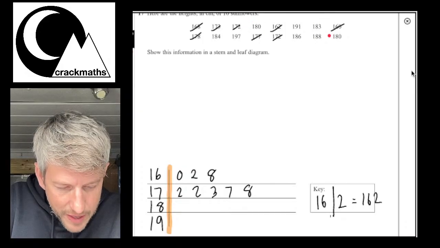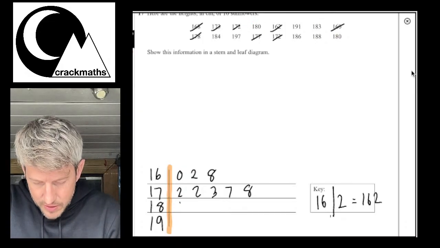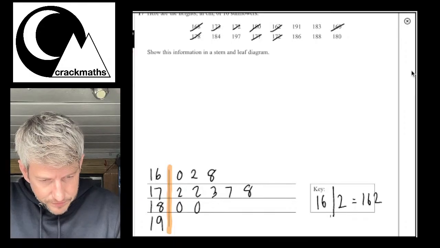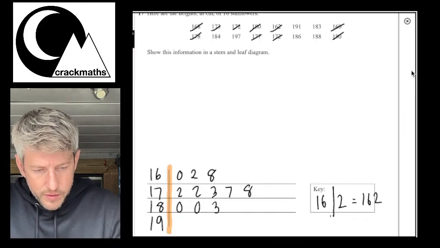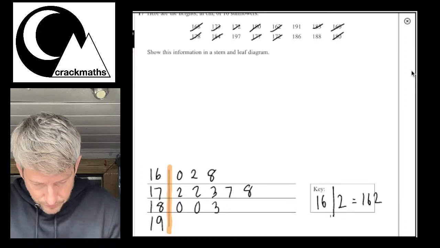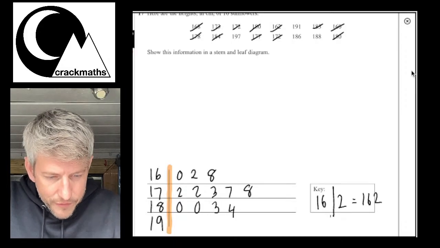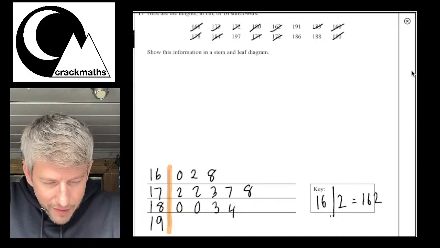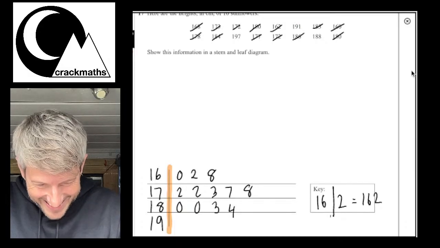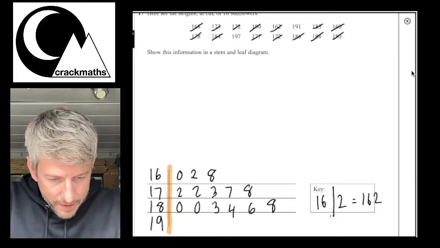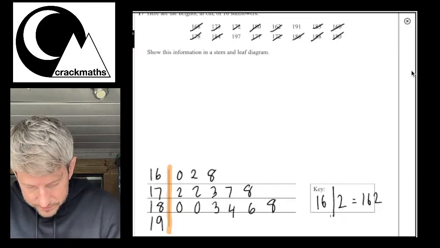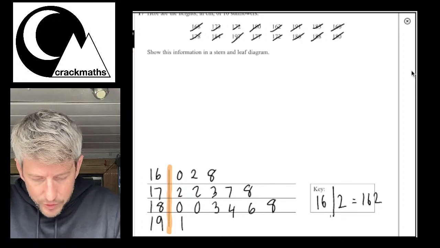we have got two 180s. So 180, 180. And then we've got 183. We've got 184. We've got 191. Oh, no. 186. 186. 188. And then on the bottom one, we've got 191 and 197.